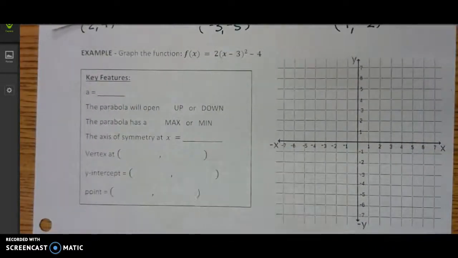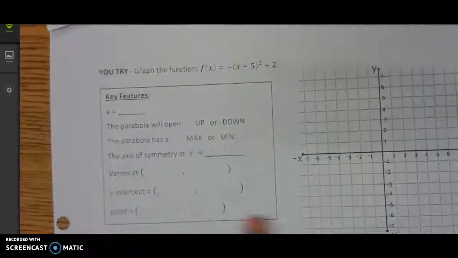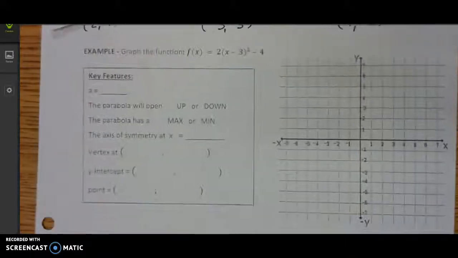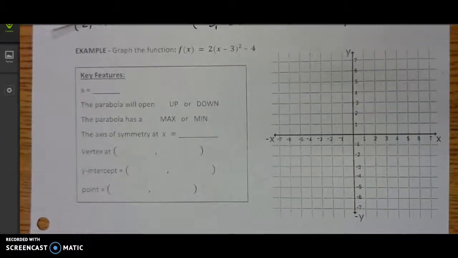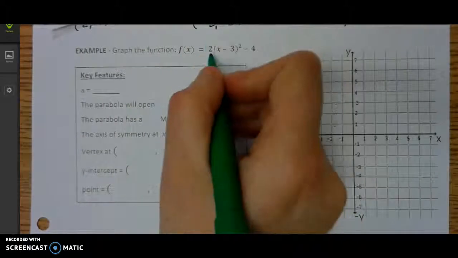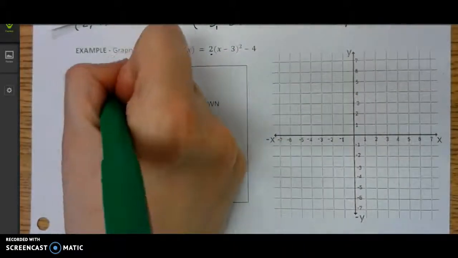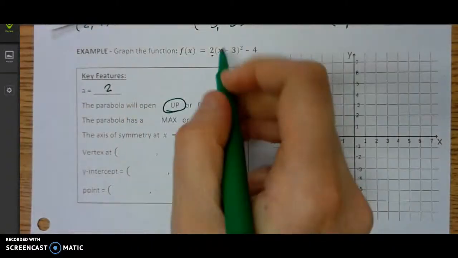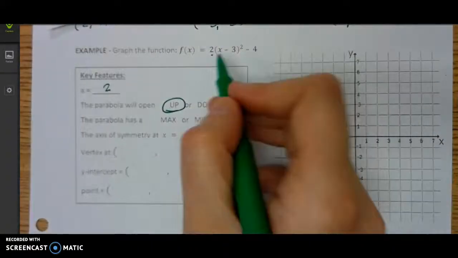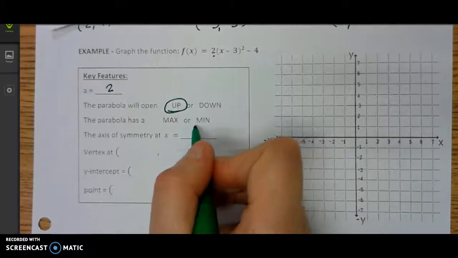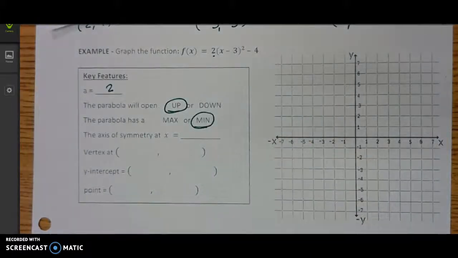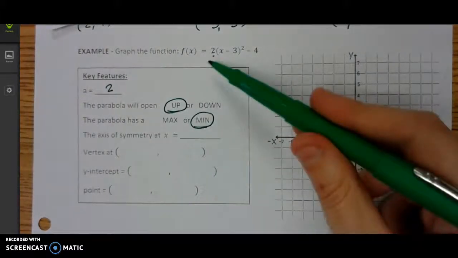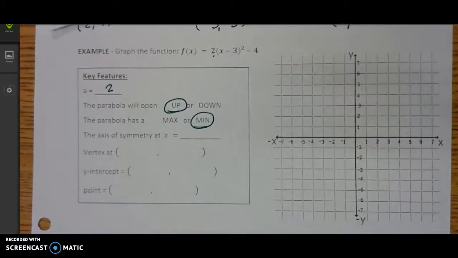So now I'm going to do the example, and then you're going to do the You Try down at the bottom. So once again, got the same thing. A is in the front, so A is 2. The parabola will open up because A is positive. If it opens up, it's going to have a minimum. We've talked about that before. So remember, A is the same as it was in standard form.